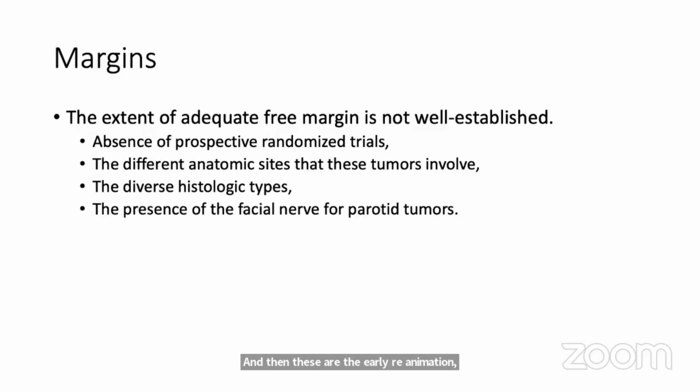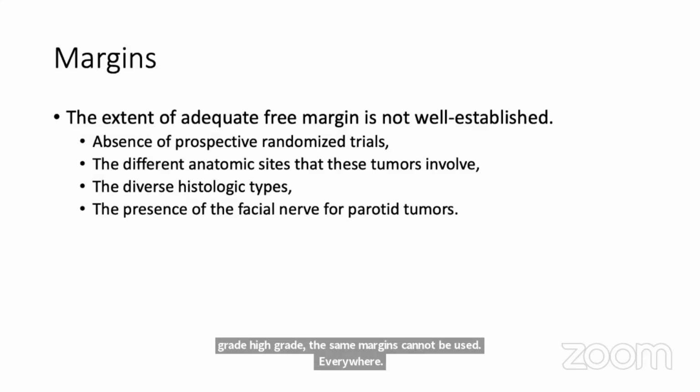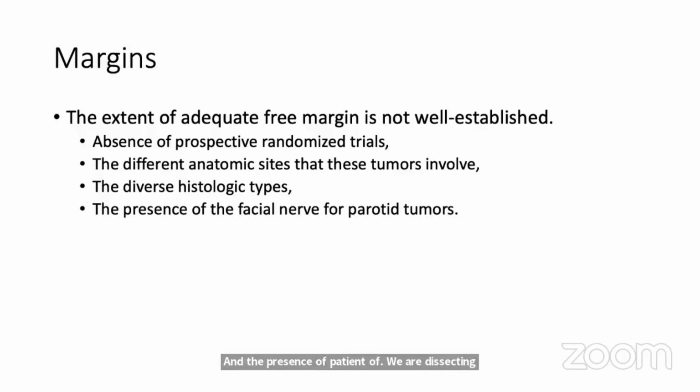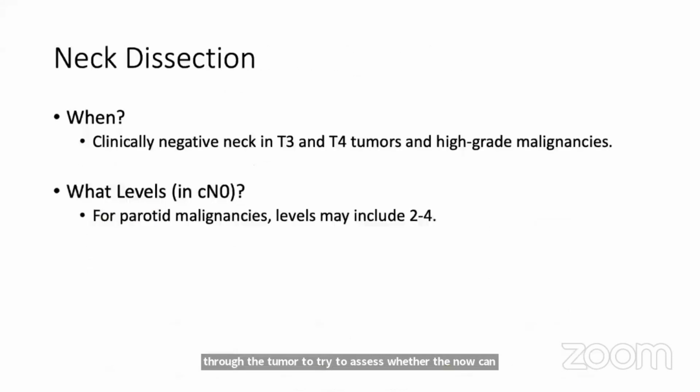Margins, I've already told that the margins here in parotid glands, I would consider to be flawed, and there is an absence of prospective randomized trials. There are different anatomies, and we are trying to extrapolate the margins from the mucosal sites to parotid glands. And there are diverse histologies, low grade, high grade. The same margins cannot be used everywhere. And with the presence of the facial nerve, we are dissecting through the facial nerve. And sometimes we have to go through the tumor to try to assess whether the nerve can be saved. So that's the major issue with the margins.